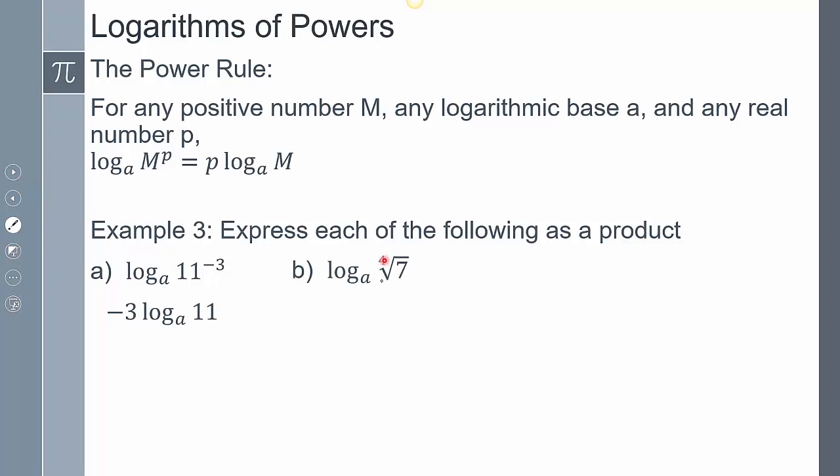If you ever have a fractional root or a fractional power like this one, I can change that into 7 to the 1/4. Then I can take that 1/4 and bring it to the front, and so I get 1/4 log base a of 7. Here I have ln of x to the 6th power. I can take that 6, bring it to the front, and I get 6 ln of x.